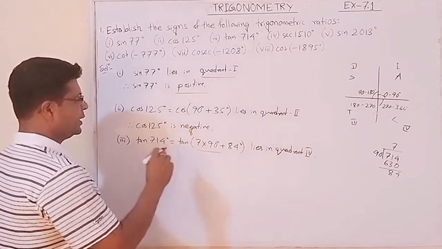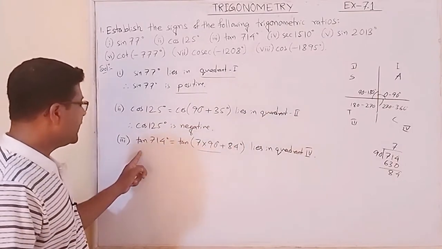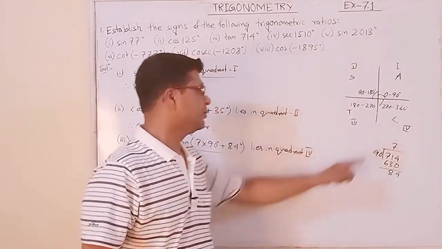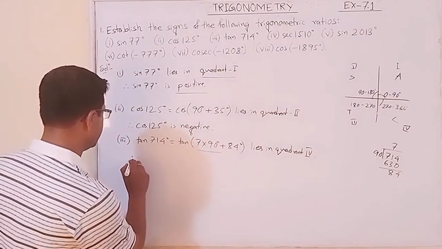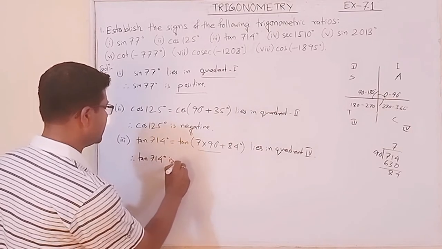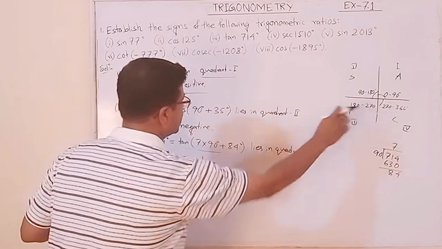So it lies in the quadrant 4. Now in that quadrant, the fourth quadrant, is tan positive or negative? Here cos is positive, tan is not positive, so we'll write therefore tan 714 degree is negative, because that lies in the fourth quadrant.